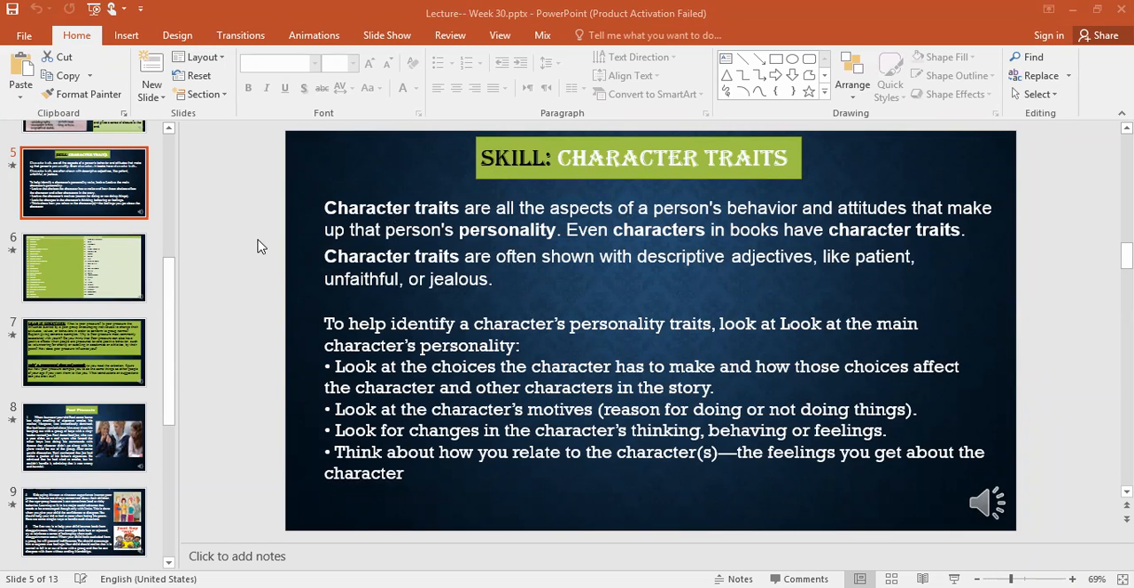Today we are going to continue with the skill. The skill for this week is very important because we are going to be talking about the character in the story. What are we going to say about this character? We are going to describe this character. How are we going to describe him? We are going to describe his traits. What are the traits of a person? Who knows?